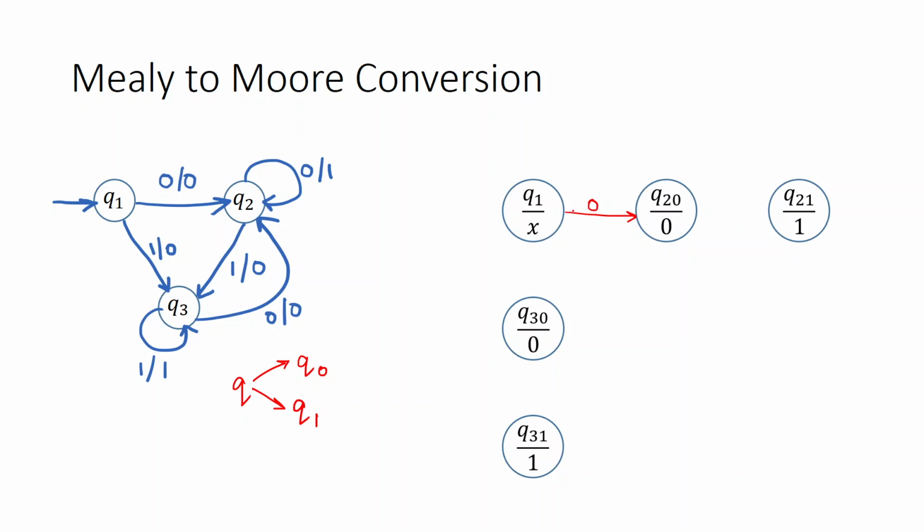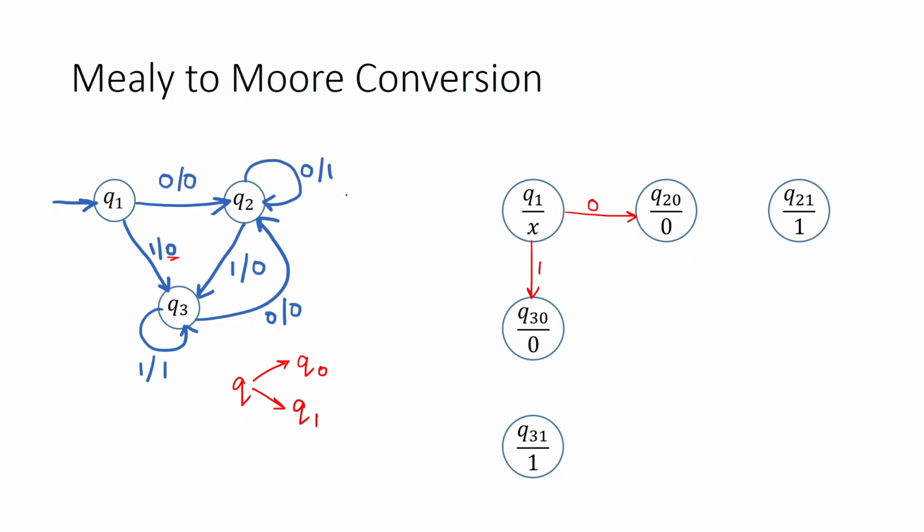This. With input 0 you are going to Q2 0, the output generated is 0. From Q1, when you are giving input of 1, you are going to Q3 0. So you are going to Q3 0 with input 1. When you are at Q2, where are you going? When you are giving input 0, you are going to Q2 1.